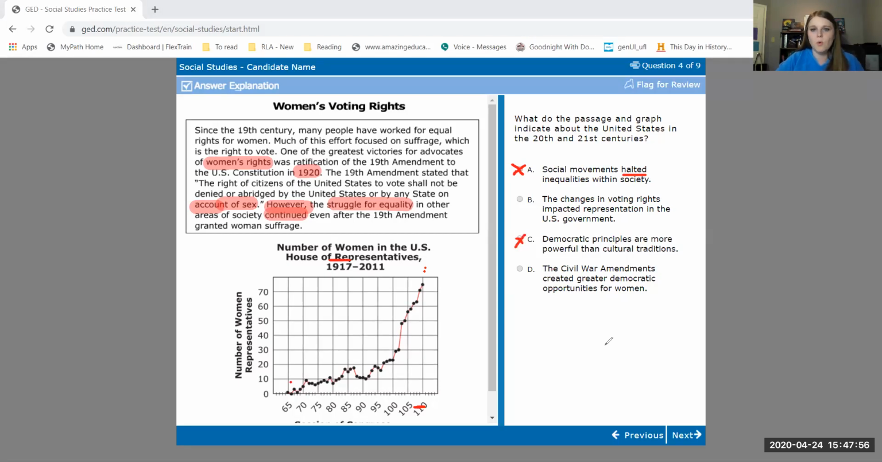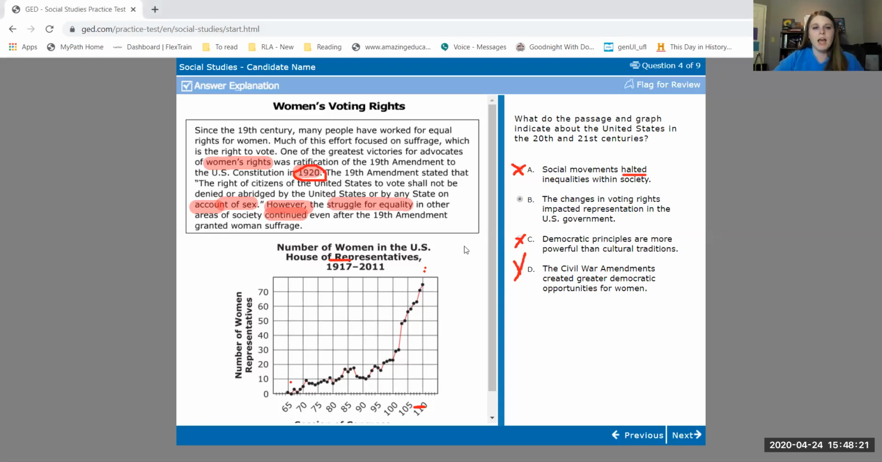Letter D, the Civil War amendments created democratic opportunities for women. I think the Civil War was a long time ago, maybe like the 1800s. This is talking about the 1900s. I think that's the wrong era. I don't think the Civil War is the appropriate time period here. So by process of elimination, I only have one left.